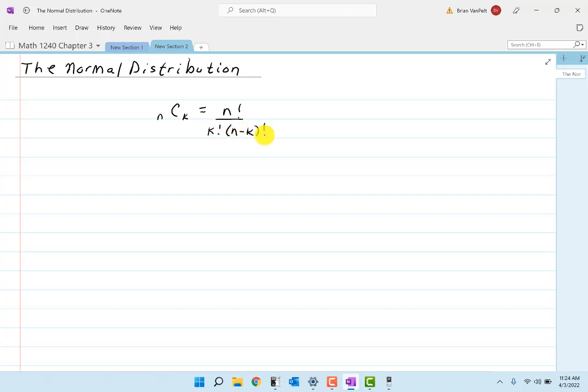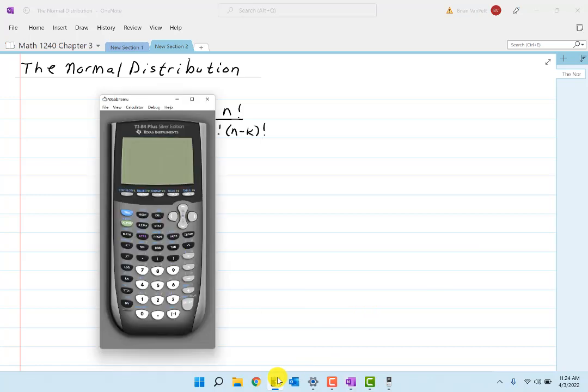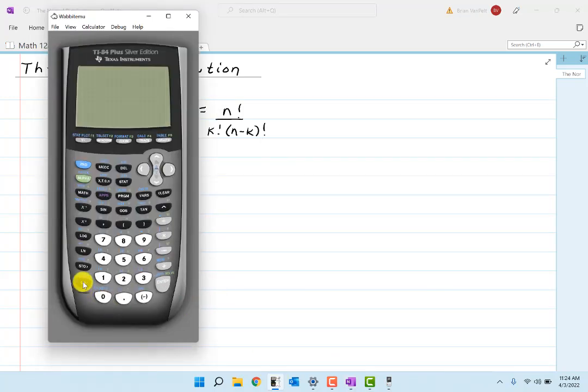you see that the n factorial needs to be calculated. It turns out that those numbers get very large very quickly. Let me show you what I mean by going to our calculator and trying to evaluate not even a large number factorially.